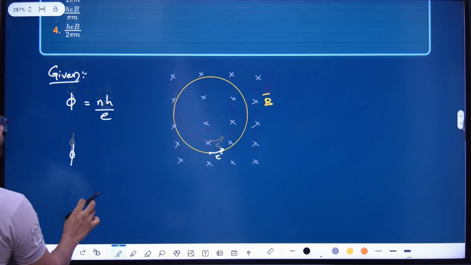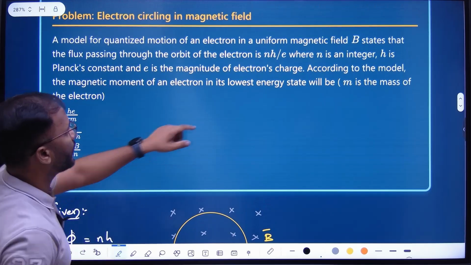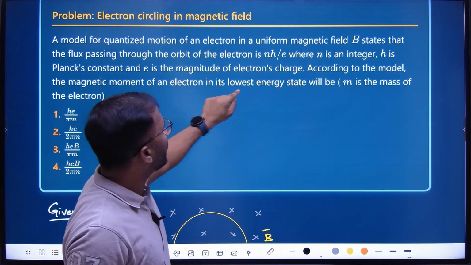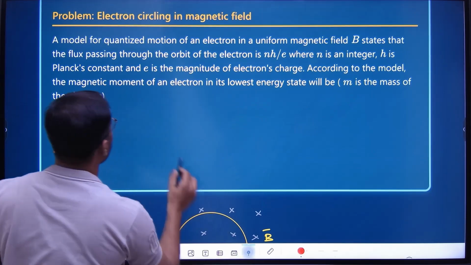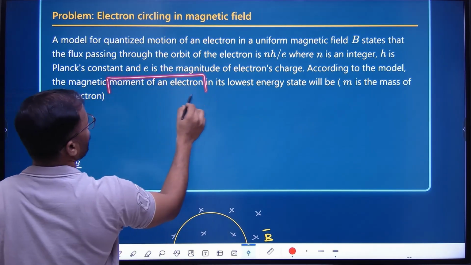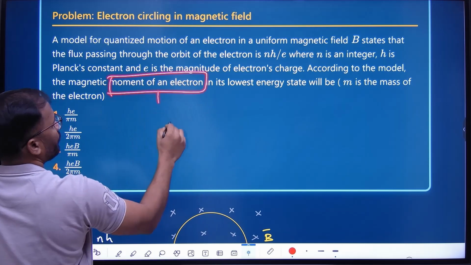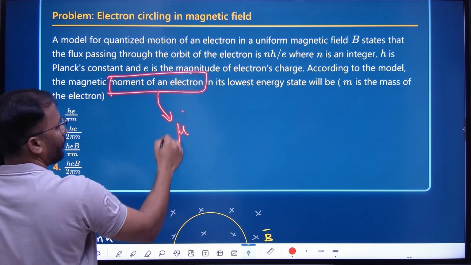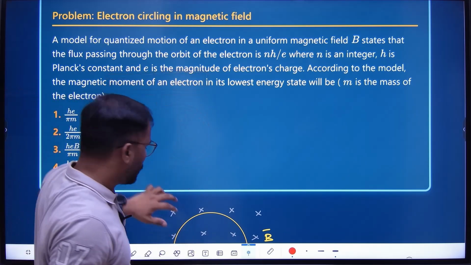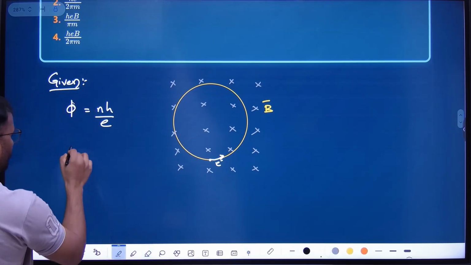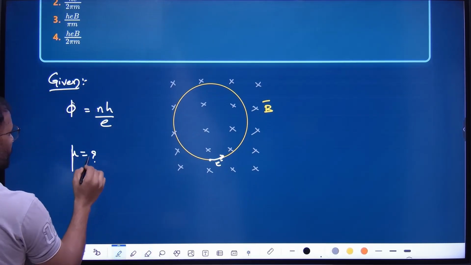Now what do we need to find? Let us see first what we need to find. According to the model, the magnetic moment of the electron in its lowest energy state will be, he said, the magnetic moment of the electron. What is the magnetic moment of the electron? We usually denote the magnetic moment with the letter mu. So we are supposed to calculate what is the value of mu.